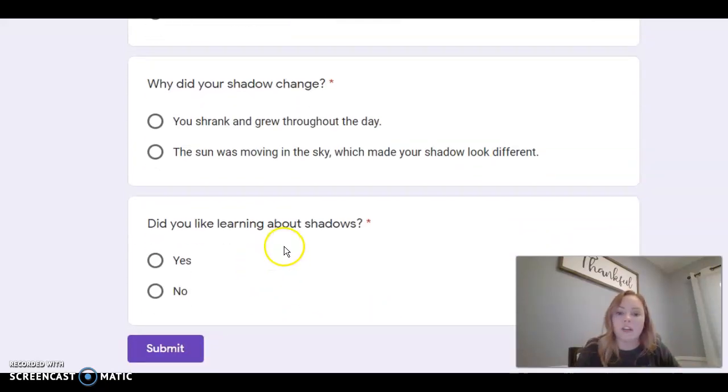And down at the bottom, did you like learning about shadows, yes or no? And when you're done, hit the submit button. I hope you guys liked learning about your shadows.